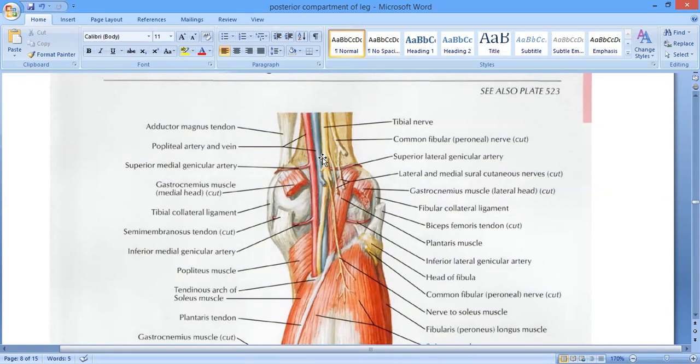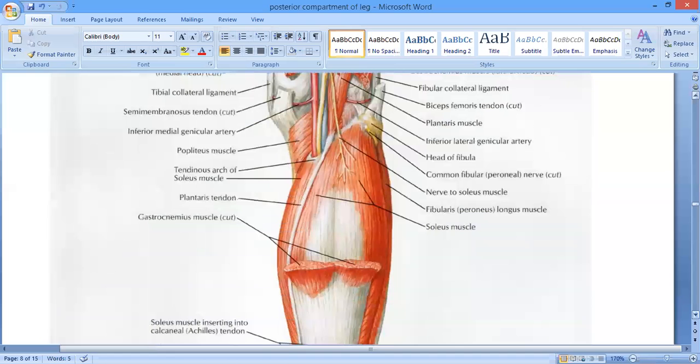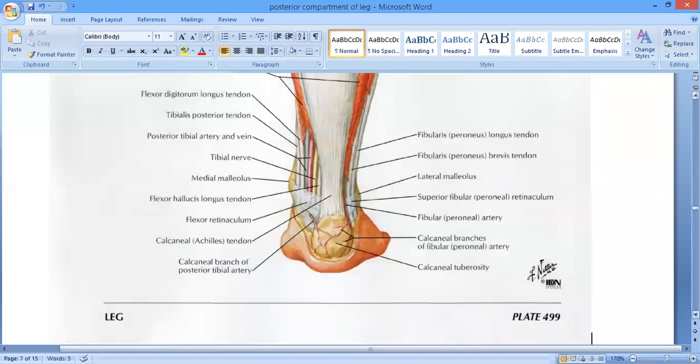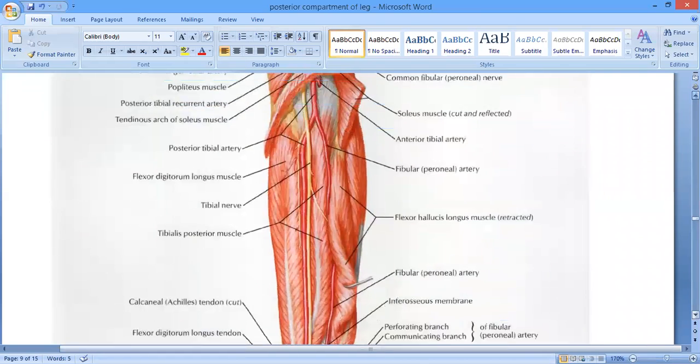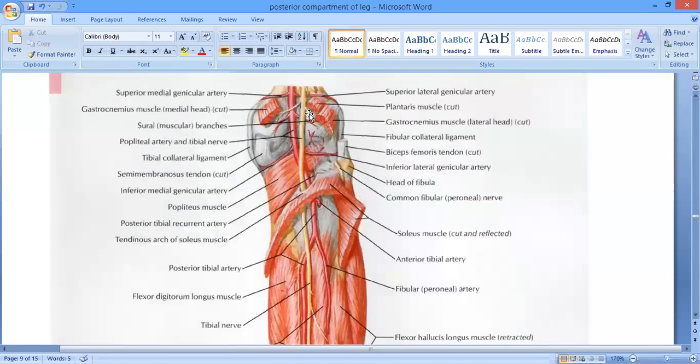So it passes downward through the popliteal fossa, and you can see over here that first it lies on the lateral aspect of the artery, then it is going to cross it posteriorly, and then it comes to lie on the medial aspect of the popliteal artery.